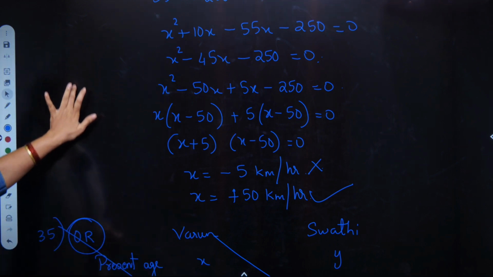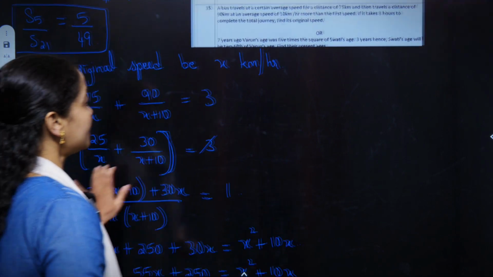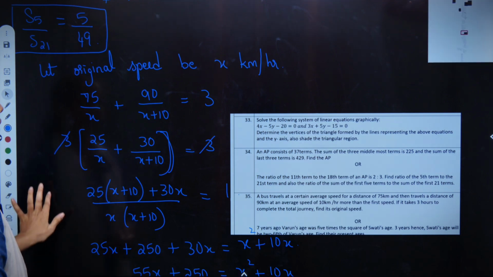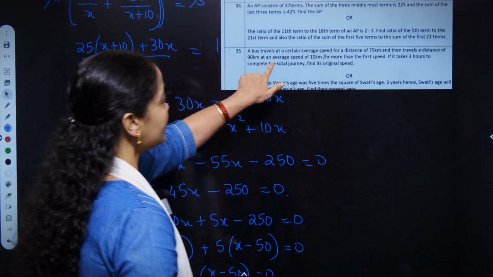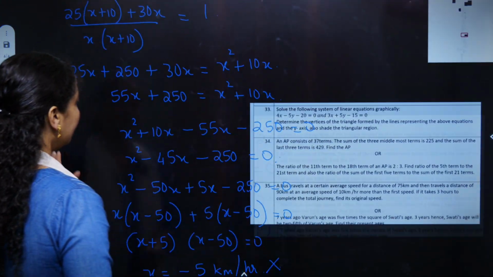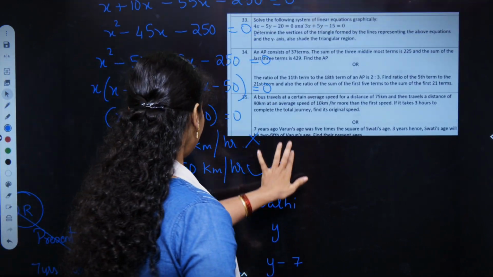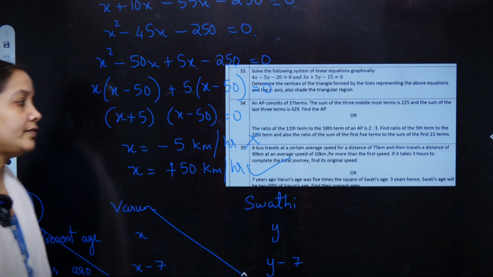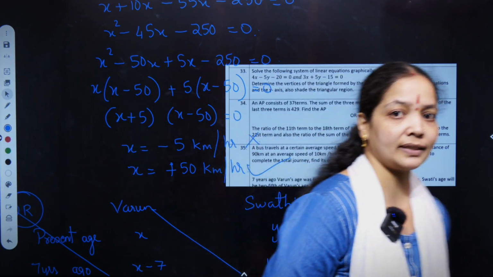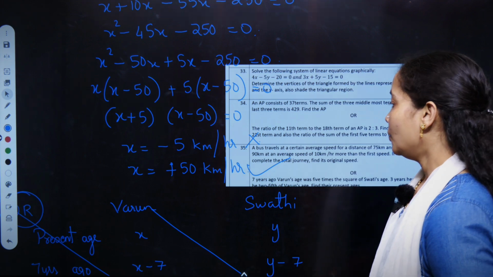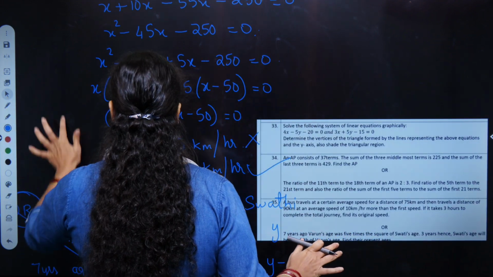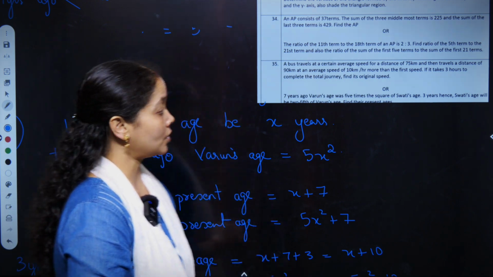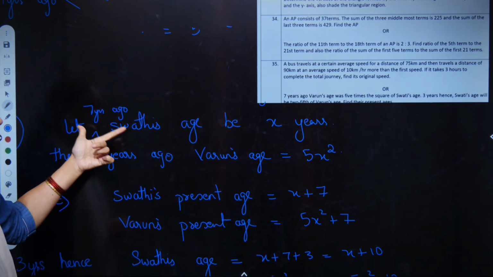Moving to the 35th question, which is again a part of section D itself, let us try to figure it out. We did the question where a bus travelled at a certain average speed. Now let us take a question with an age related component. 7 years ago, Varun's age was 5 times the square of Swati's age. So what am I doing? I am considering 7 years ago, so I am taking 7 years ago's ages only.